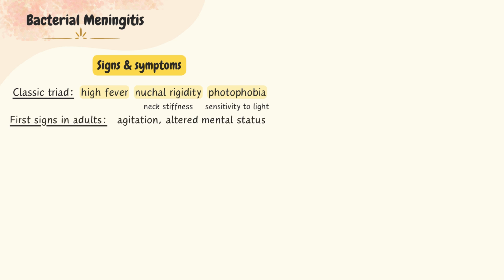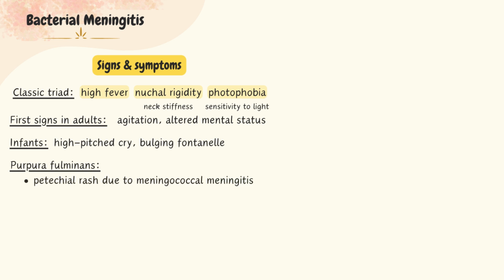Agitation and altered mental status are often the first signs in adult patients, and infants usually present with high-pitched cry and bulging fontanelle. Some patients may present with purpura fulminans, which is a petechial rash of small red, purple, or brown spots due to meningococcal meningitis. The rash spreads rapidly and commonly appears in the feet and hands, but can extend to the entire arm or leg. There are also two physical exams that can be performed in patients suspected to have meningitis, and they are frequently tested on nursing exams.